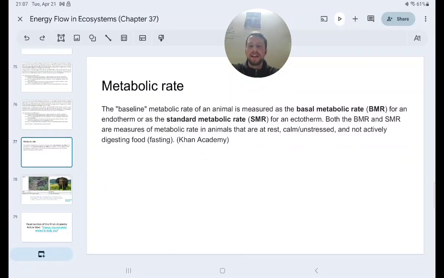So the baseline metabolic rate of an animal is measured as the basal metabolic rate, BMR, for an endotherm, or as the standard metabolic rate, SMR, for an ectotherm. They are measures of the metabolic rate in animals that are at rest, calm, and not actively digesting food. In other words, how much energy do they have to use just to stay alive? And for an endotherm, it's a lot more because the endotherm needs to use cellular respiration to provide its own energy. It's like mini fires in all your cells all the time, providing the heat that you need to maintain your body temperature. Whereas a lizard doesn't need to do that. It's getting its heat from the sun that is right there.